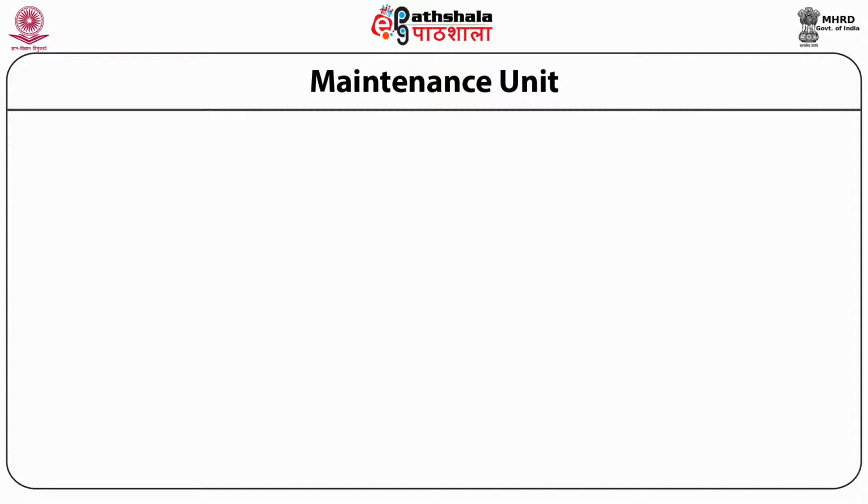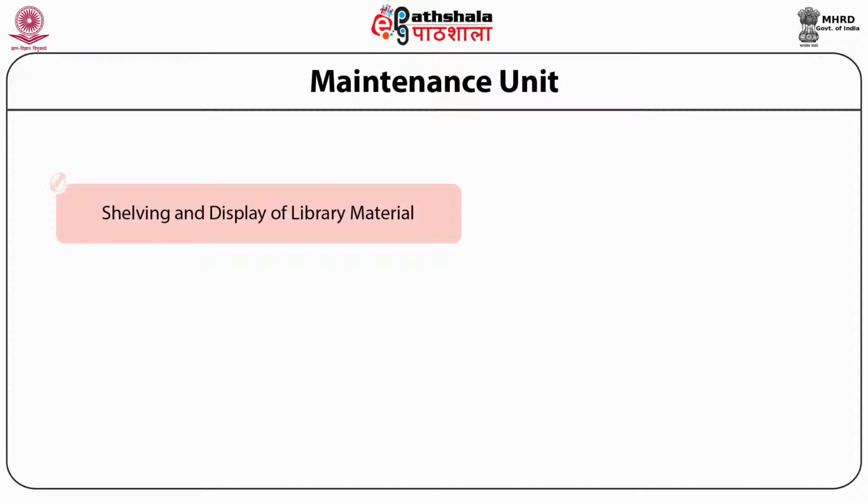Maintenance unit. Functions of the maintenance unit are shelving, display, maintenance and minor repair of the library collection. Arranging books and other material is also carried out by this section. Work involves shelving of new books or reshelving of borrowed books returned by the users, and books and other material left on the reading tables by the readers.